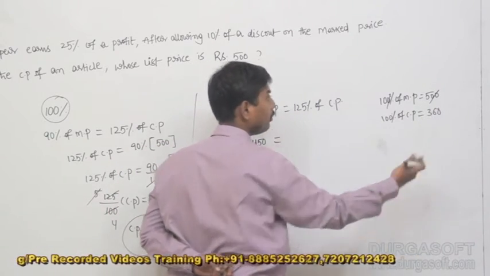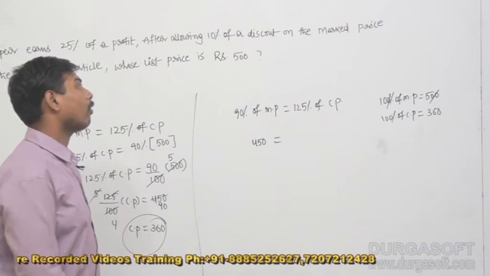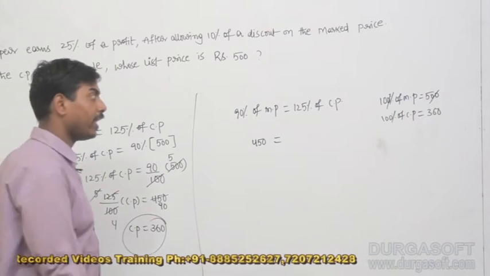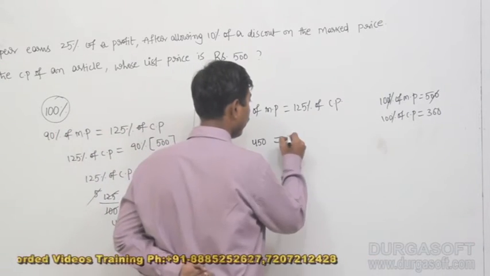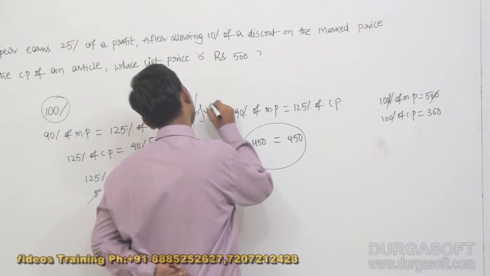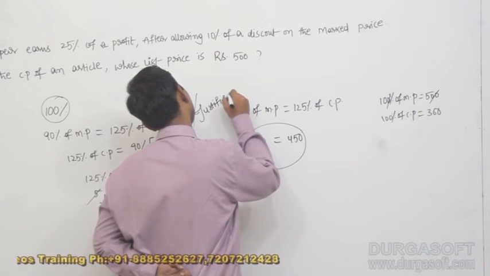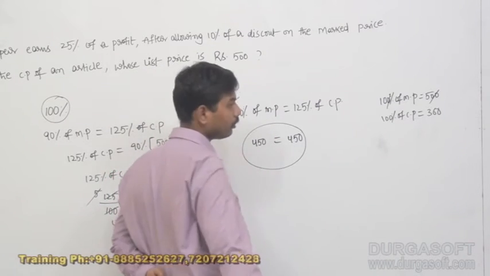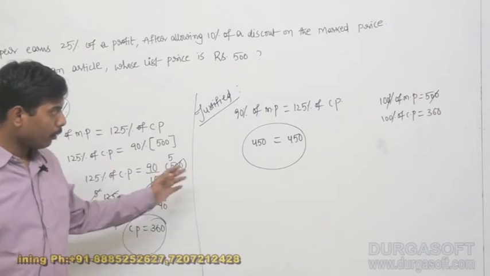Half of 360 is how much here? 180, half of 180 is 90, 360 plus 90 is 450. 450 equals 450 means we have justified properly that we got the right option. So that should be the justification process of the question. Let us make a note.